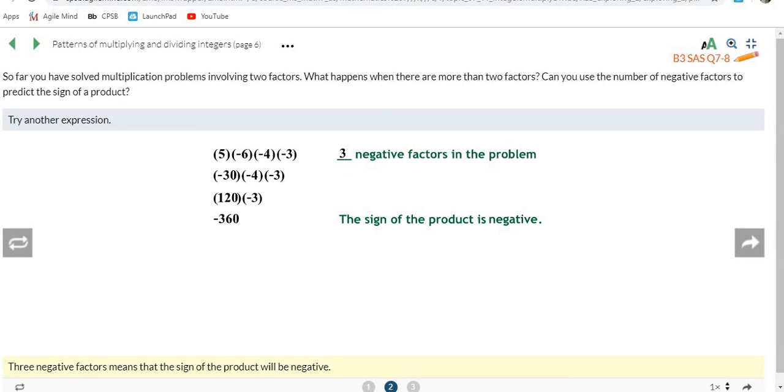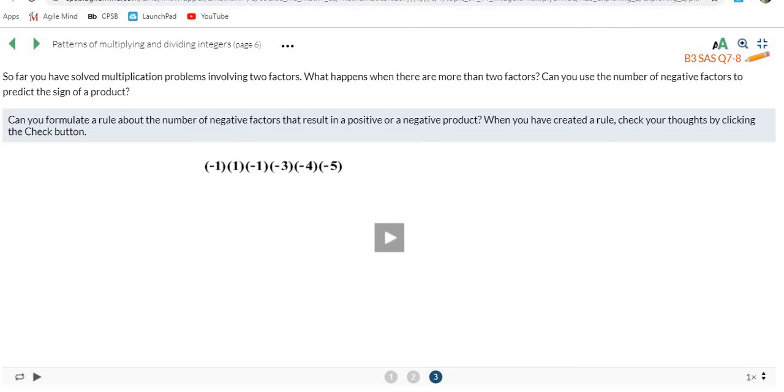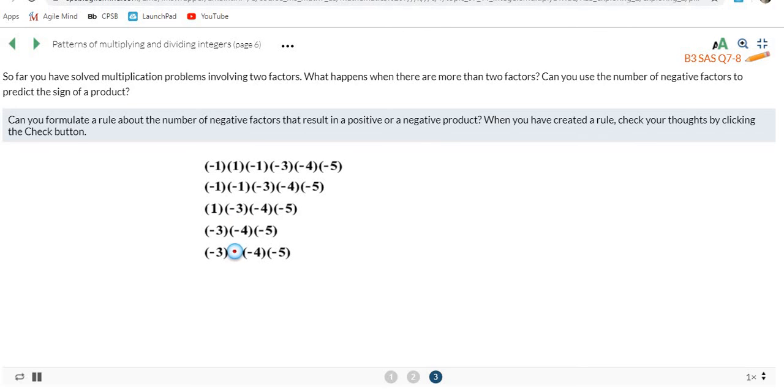Let's look at one more. How many negative numbers are listed here? You think it's going to be positive or a negative, the final answer? All right, let's see. First 2 turn to a negative. The next 2 sets are going to turn to a positive. Next 2 sets turn to a negative. Next set turns to a negative.